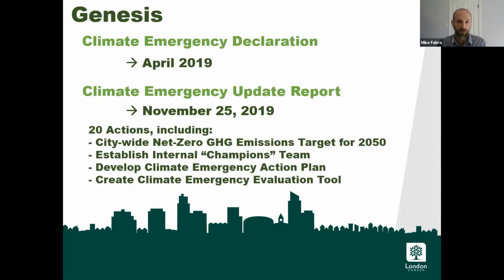So Genesis, this is a common story in a lot of Canadian municipalities right now. Early 2019, we had a climate emergency declaration passed by our council. And later on in that year, we put forward a mini strategy report that basically covered the next 12 to 18 months of actions that we'd like to do in response to the climate emergency declaration. One of which was to create our climate emergency action plan, which is actually just coming out later this year.